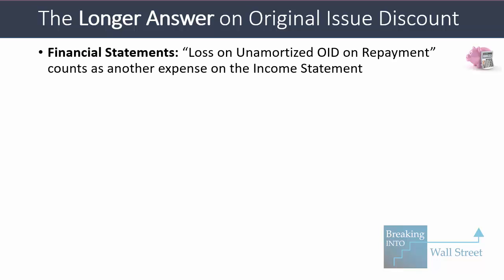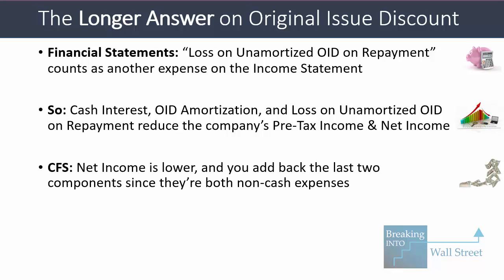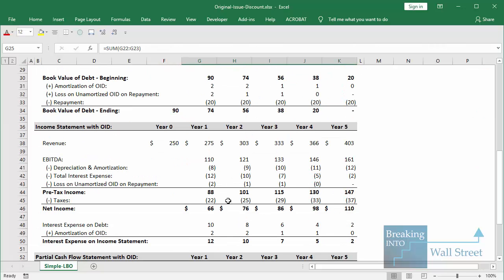Now, on the financial statements, this accelerating component, the loss on unamortized OID upon repayment, counts as another expense on the income statement. So cash interest, OID amortization, and this loss all reduce the company's pre-tax income, taxes, and net income. On the cash flow statement, net income is lower, and you add back the last 2 components since they're both non-cash expenses. Let's take a look at this in Excel as well.